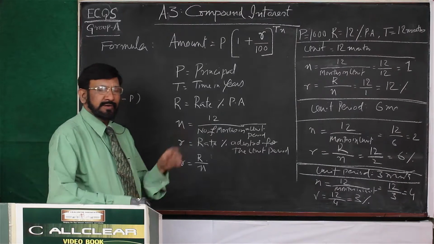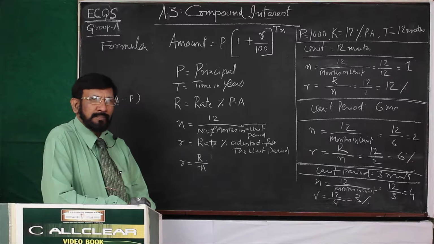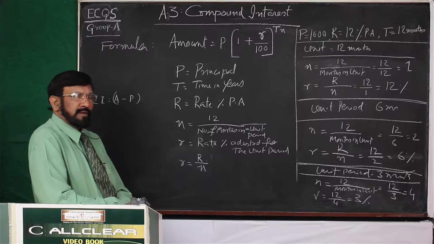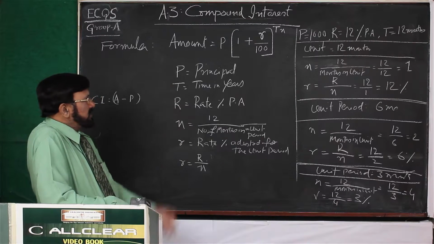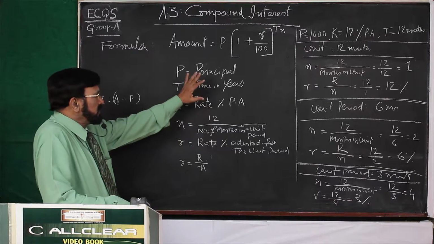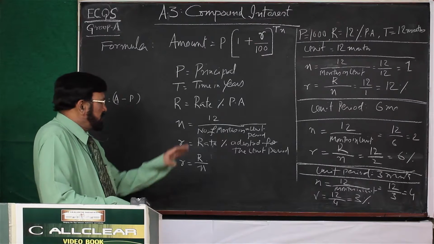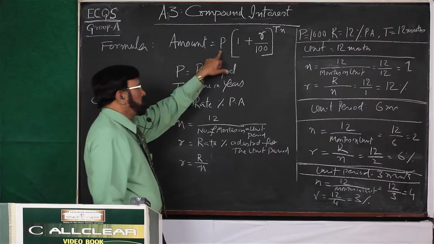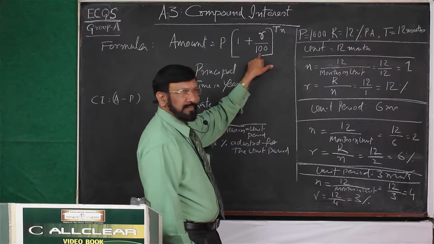Now first understand the formula. In different books you can find different formulas. I feel that it is not so understandable, that's why I reorganized the formula in a different fashion. Nobody changed the formula, but I have changed the names, so that you can understand them easily. Now amount is equal to P into 1 plus lowercase r by 100.